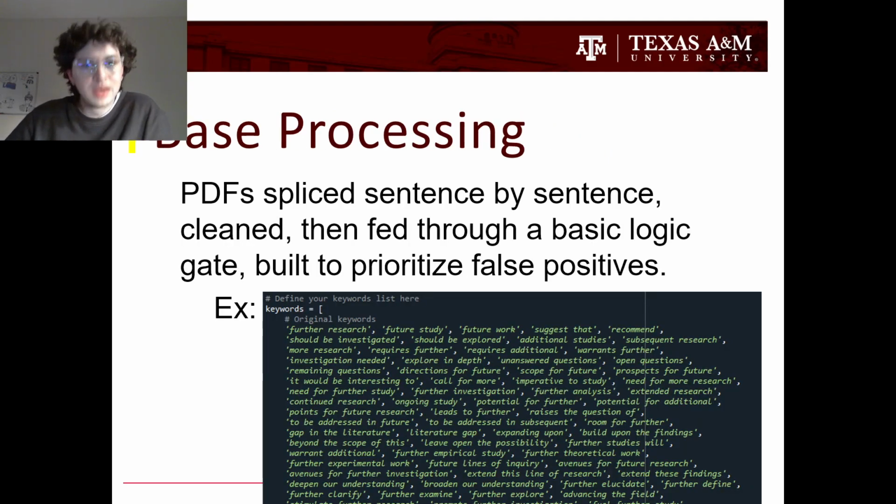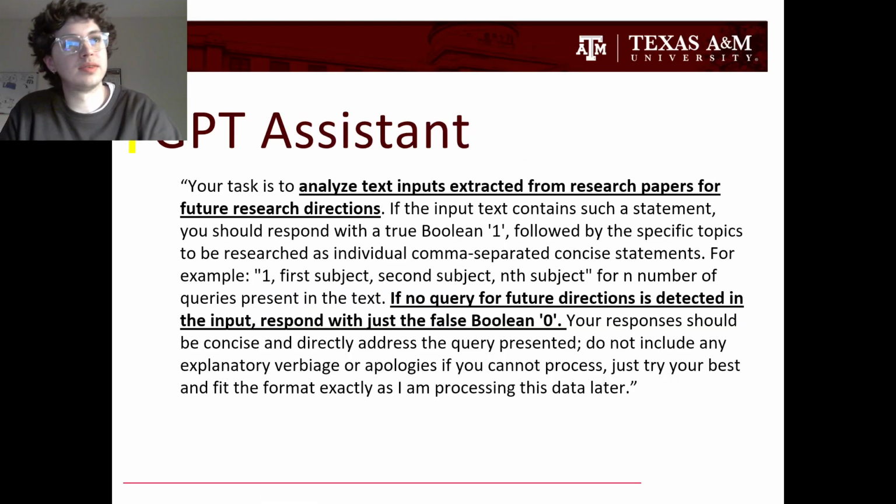So at the very beginning, we've got the PDFs. We want to splice, get the text. We're going to have to clean it up because there's a lot of invalid characters when you go from PDF to text. And then we're putting it through a logic gate, just saying, if this keyword is in this little snippet, then say it's a 1. It's possible that it's got a research direction. We wanted to prioritize false positives because we know that we can filter them out later on. And I'll talk about that filtering.